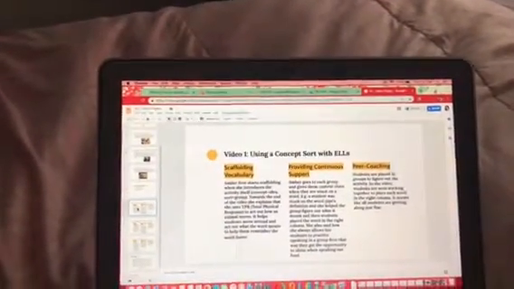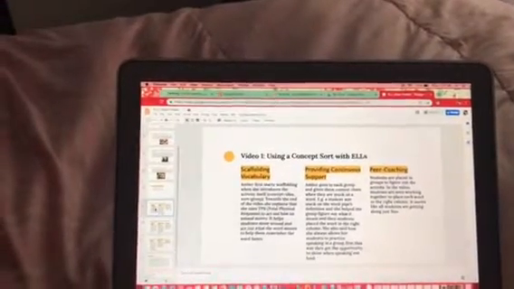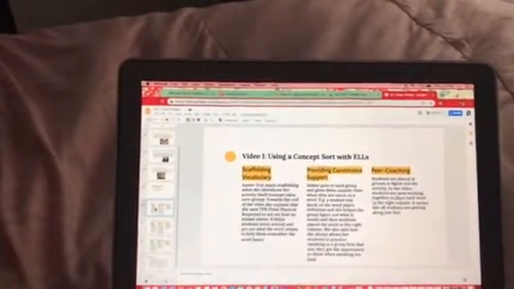For providing continuous support, Amber went to each group and gave them context clues when they were stuck on the word that they didn't know.